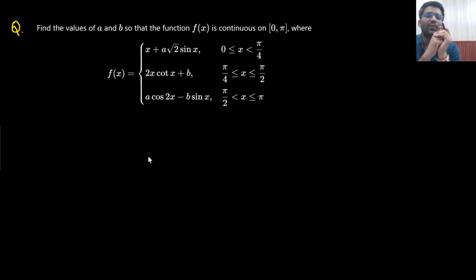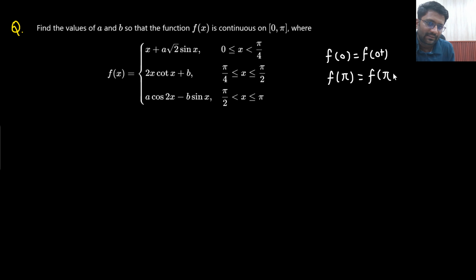You need to find out the values of a and b so that the function is continuous in 0 to pi. It is continuous in 0 to pi. What does that mean? That means f of 0 would be equal to f of 0 plus. Right? The closed interval 0 to pi is there. And f of pi would be equal to f of pi minus.